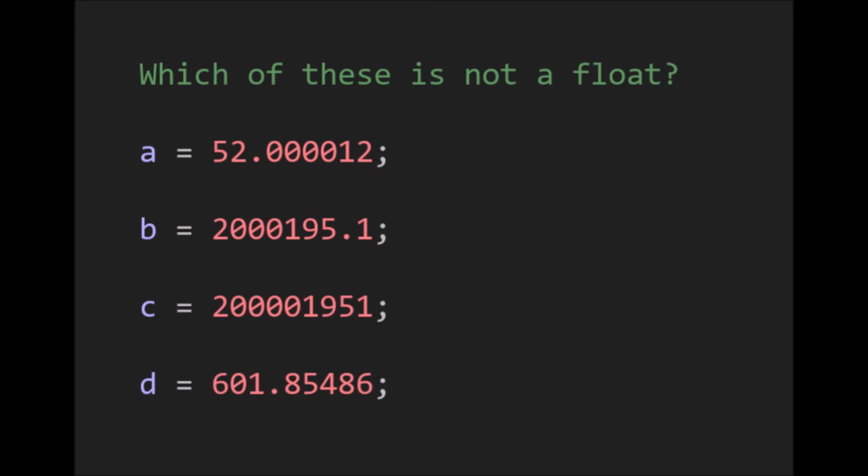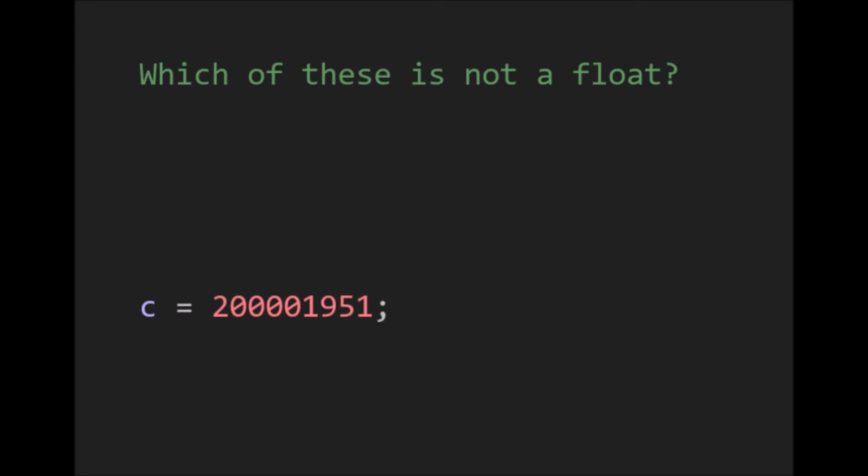Question 3. Which of these is not a float? The answer is variable c. A floating point value has a decimal. It is not a whole number.